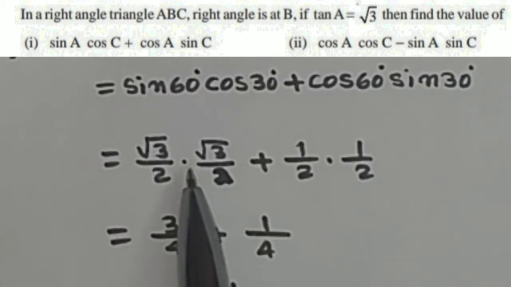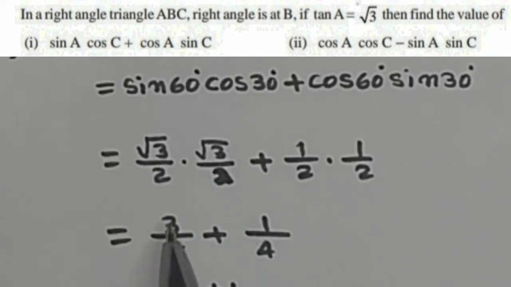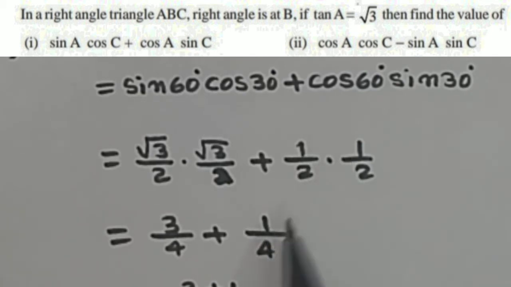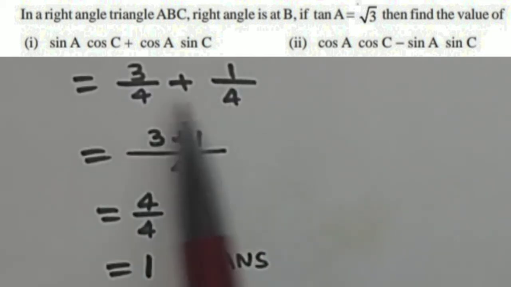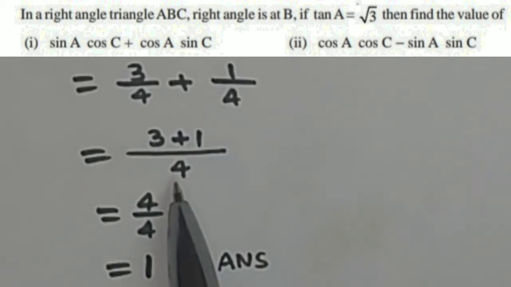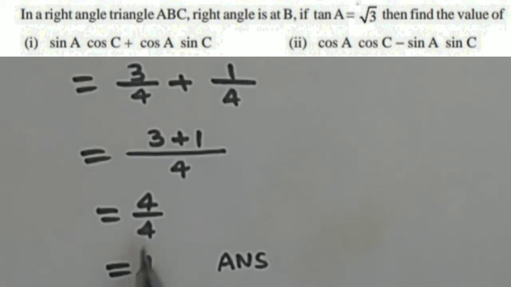Fraction into fraction, numerator into numerator, denominator into denominator. Root 3 into root 3 is 3. 2 into 2 is 4. Plus as it is, fraction into fraction, numerator into numerator, denominator into denominator. 1 into 1 is 1, 2 into 2 is 4. Addition of fractions, denominators are the same. So LCM is 4. Numerator is 3 plus 1, 3 plus 1 is 4. 4 upon 4 is 1.